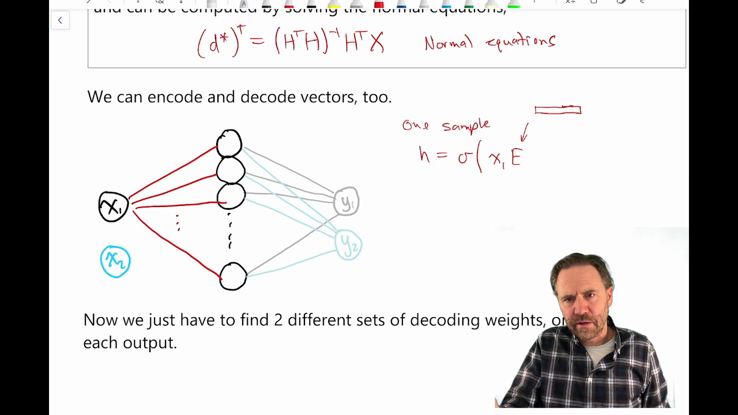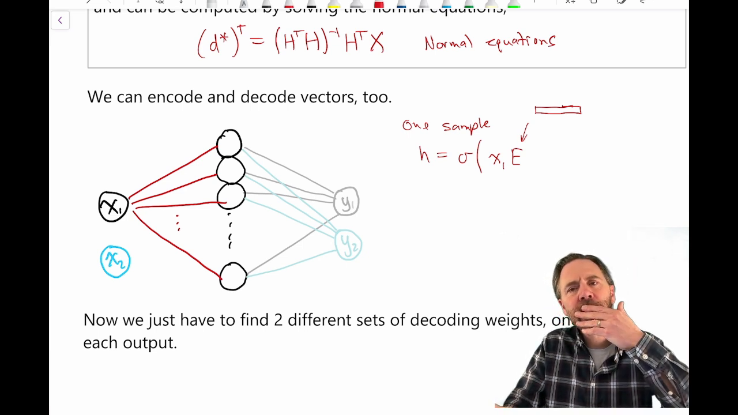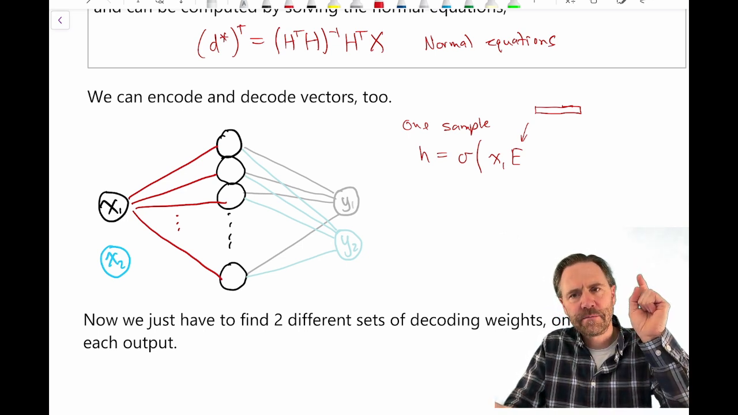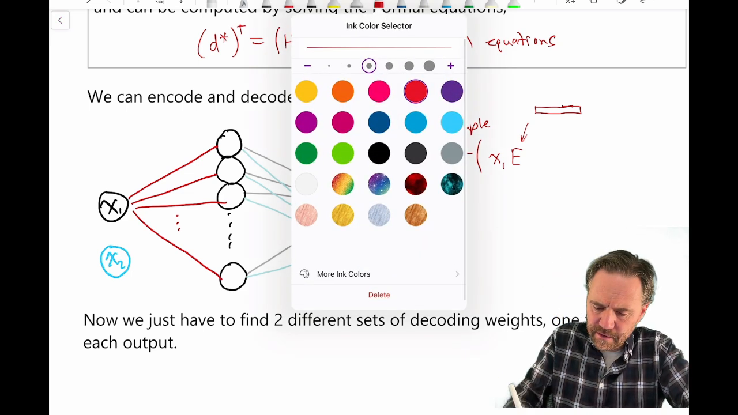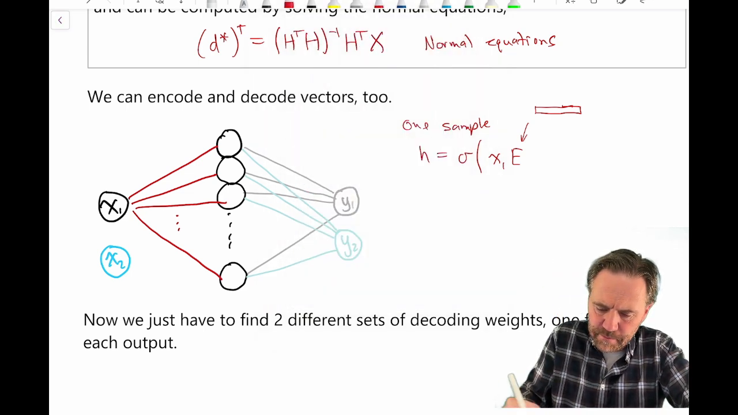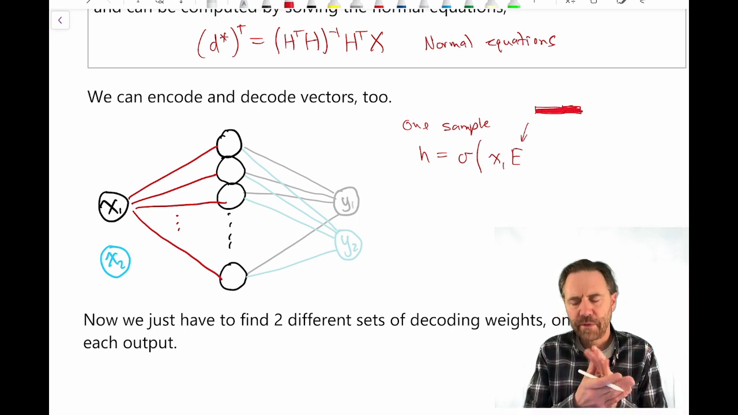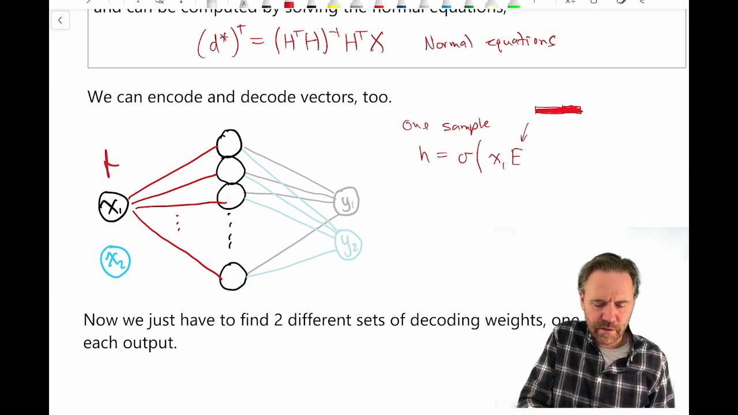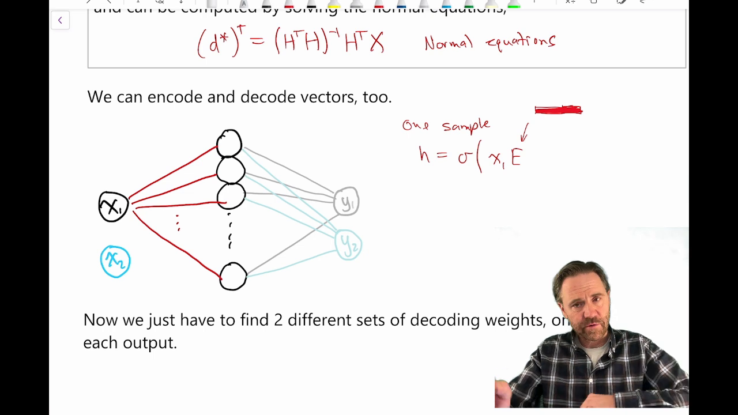I don't know why I'm doing it that direction. Yes, I do. This is for row vectors. Good. Okay. And so that E is basically the connection weight matrix going from x1 to this hidden layer. And I've drawn it red.